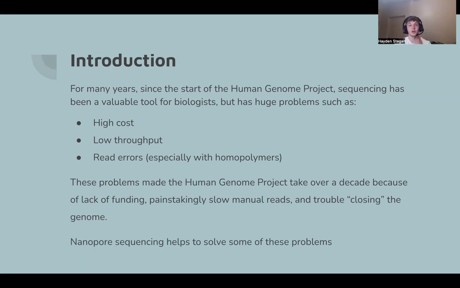This has made the Human Genome Project take way too long and be way too expensive because while we can get a lot of the genome with a constellation of contigs, it's hard to close it out, aka bridge the gaps between the contigs. And we hope that nanopore sequencing can solve this problem.